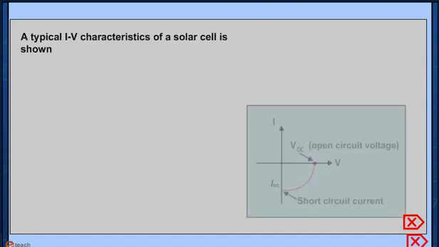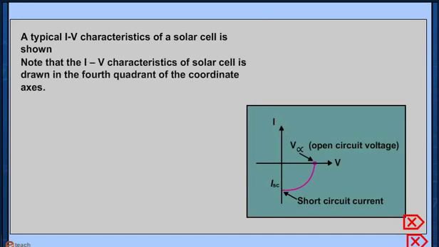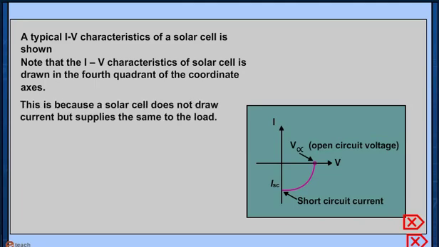A typical IV characteristic of a solar cell is shown. Note that the IV characteristic of a solar cell is drawn in the fourth quadrant of the coordinate axis. This is because a solar cell does not draw current but supplies the same to the load.